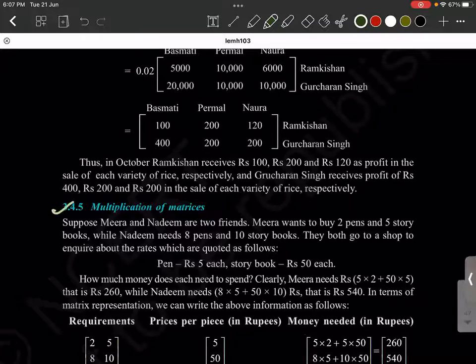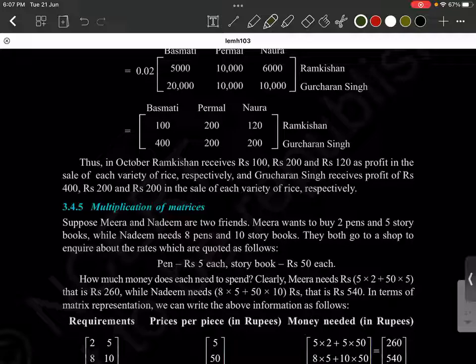So today we'll discuss multiplication of matrices. Yesterday we discussed the sum and difference of matrices, and what happens when you multiply a matrix with a scalar quantity. So all these things are there.